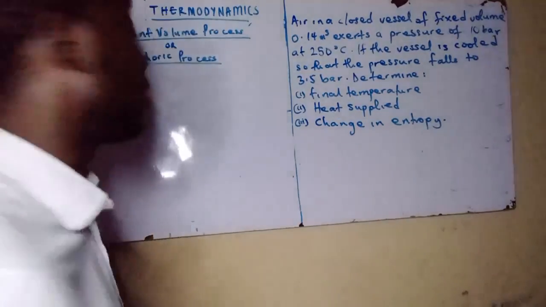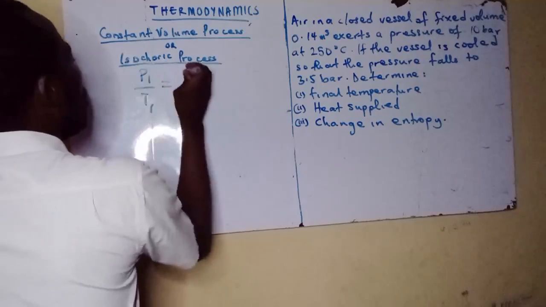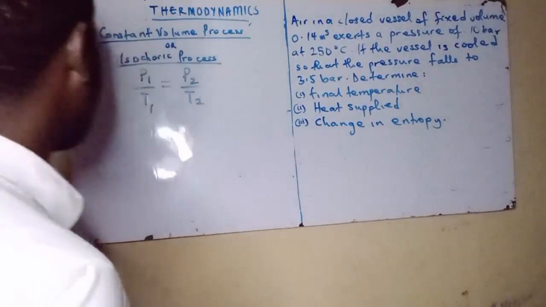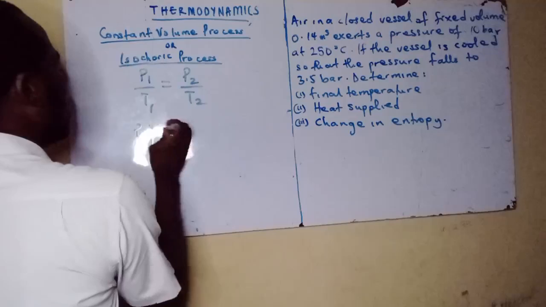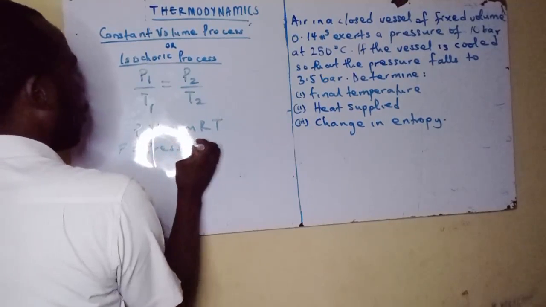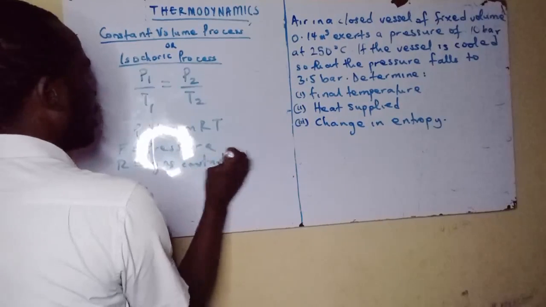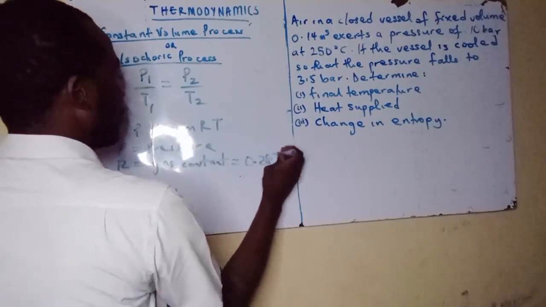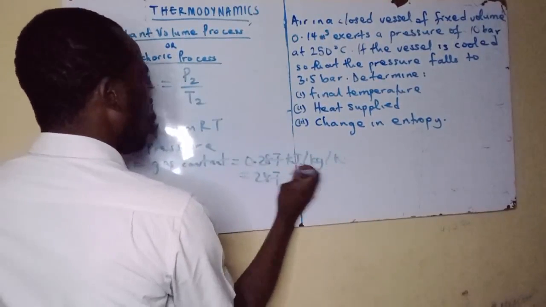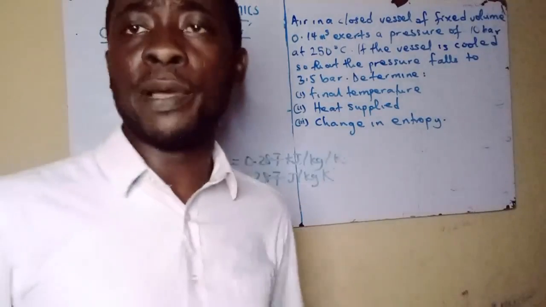If the something is a perfect gas and the volume is kept constant, it means that P1 over T1 will be equal to P2 over T2. It will also follow the equation PV equals mRT, where P is pressure. Sorry for missing my lines. R is the gas constant, and that is always given as 0.287 kilojoule per kilogram per Kelvin, that is, 287 joule per kilogram per Kelvin.